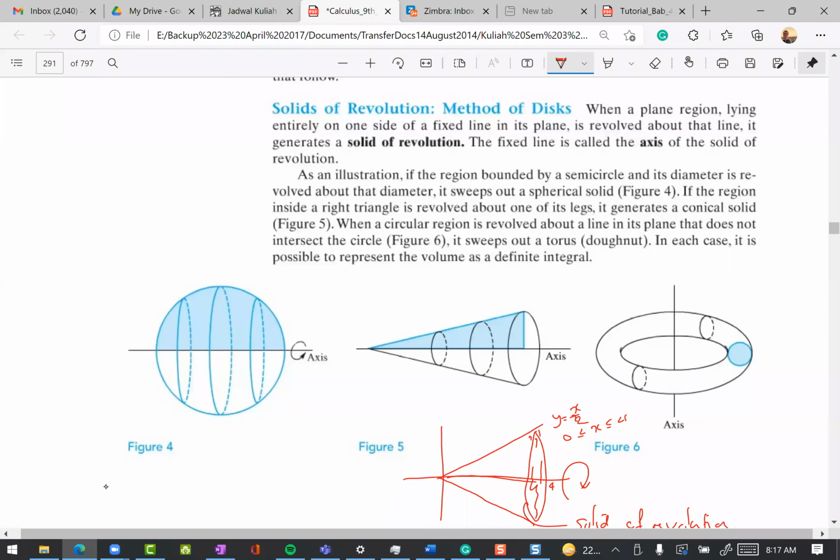Solid of revolution, with a fixed axis. This is the axis. So when you revolve, say, a half circle, not the half circle, but the half disk, then you get a ball. That's what I meant by solid of revolutions.